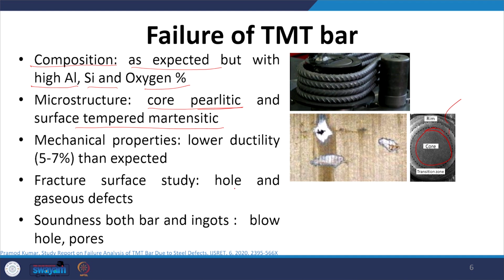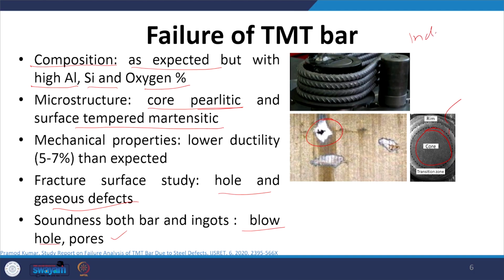In the fractured surface study through the optical field, the TMT bar cross section was prepared and a few holes and gaseous defects were observed. That is what can be seen here. The soundness of the bars and ingots was tested, and it was found that blowhole porosity is present in the TMT bar.